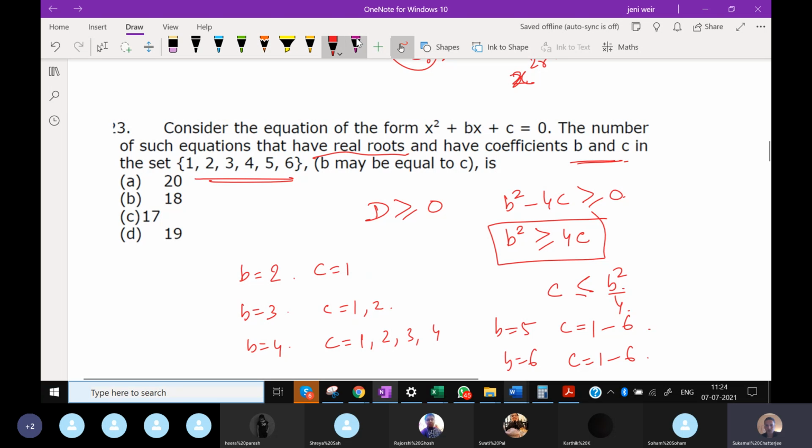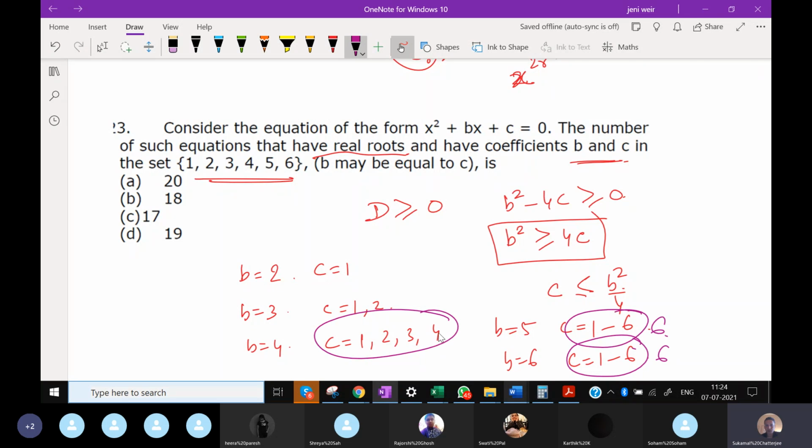So how many possible pairs of values are possible? 6, 6, 4, 2, and 1. So 6 plus 6 is 12, plus 4 is 16, plus 2 is 18, plus 1 is 19.